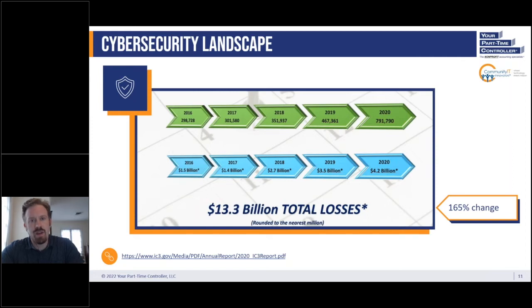And we can see here that the amount of financial loss, and this is direct loss, this doesn't even count lost productivity or lost opportunity, but direct financial loss associated with cybercrime, has really risen dramatically from $1.5 billion when they first started capturing these metrics back in 2016, all the way up to $4.2 billion in 2020. So the pace and the volume of cyber attacks and the financial impact of those cyber crimes is really significant, and it's only growing over time, unfortunately.